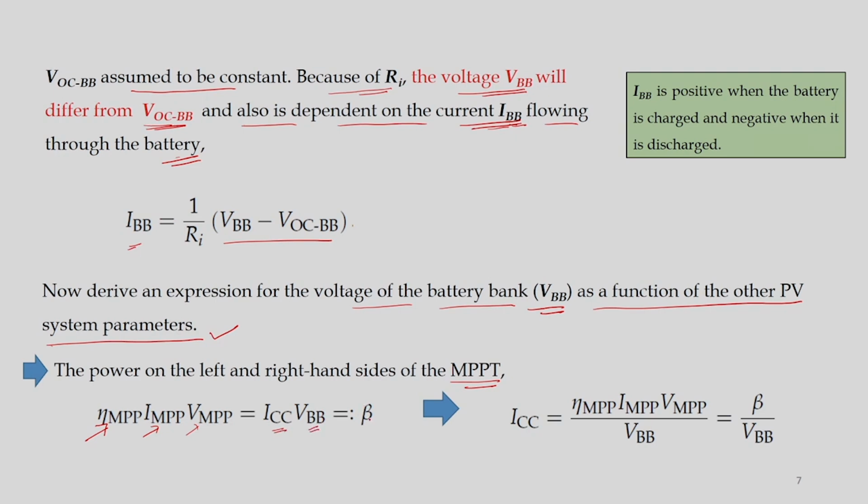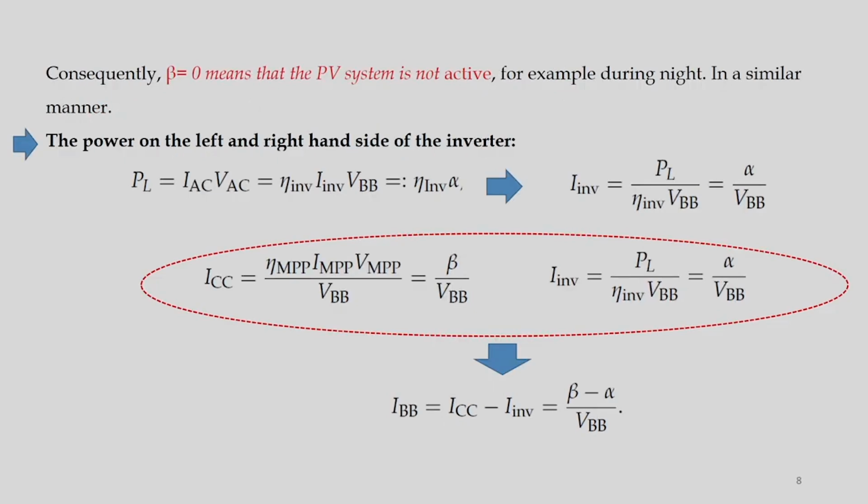So, we can define a parameter called beta, and then from that we can calculate what is I_CC. It is nothing but this expression divided by V_BB. Since this expression is called beta, we can write beta by V_BB. We must also know that this I_BB is positive when the battery is charged and negative when the battery is discharged. So, this information is also required for us. Now let us learn more in depth.